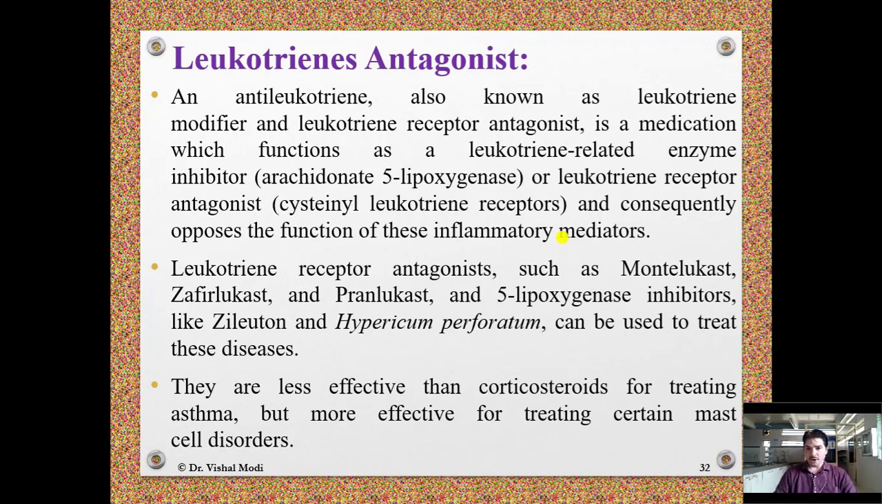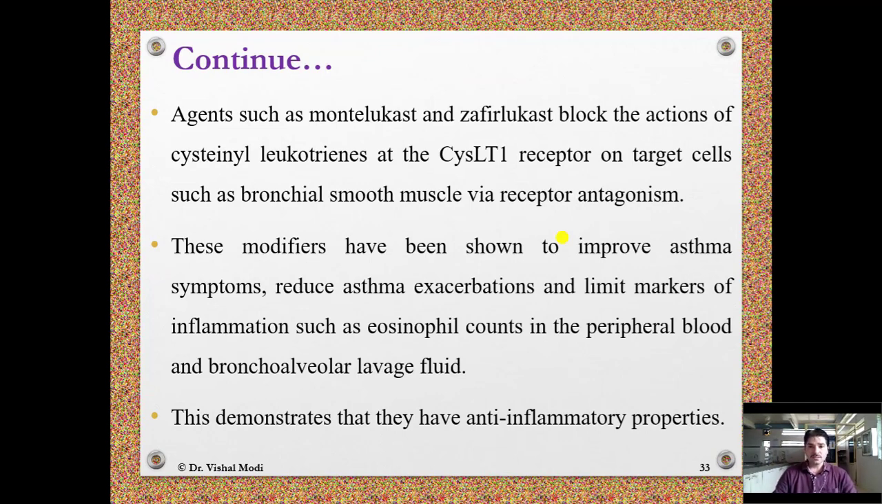They are less effective than corticosteroids for treating asthma, but more effective for treating certain mast cell disorders. Agents such as montelukast and zafirlukast block the action of cysteine leukotrienes at the cysteinyl leukotriene 1 receptor on target cells such as bronchial smooth muscle via receptor antagonism. These modifiers have been shown to improve asthma symptoms, reduce asthma exacerbation and limit markers of inflammation such as eosinophil counts in the peripheral blood and bronchoalveolar lavage fluid. This demonstrates that they have anti-inflammatory properties.